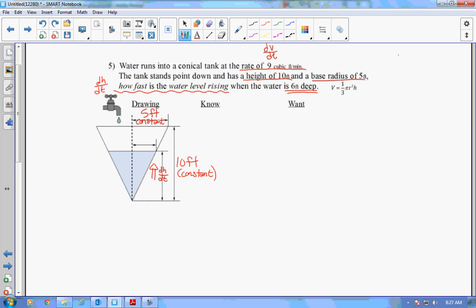What else is also changing? The radius of the filled water. So our radius is expanding, right? As we fill in water, the top radius gets larger and larger and larger. dr dt. So we have 2 constants and 2 that are changing. Okay, so things we know. We know 6 feet deep is what? 6 feet deep.